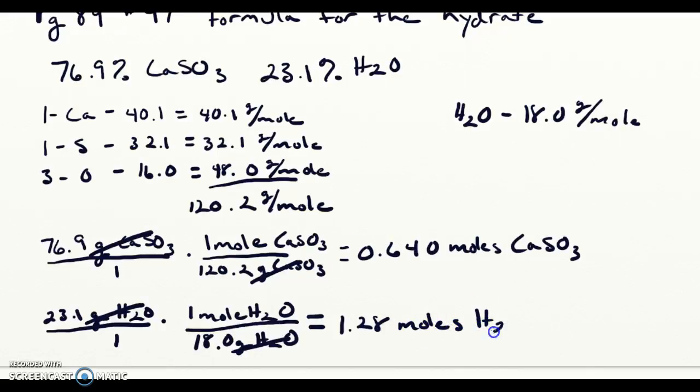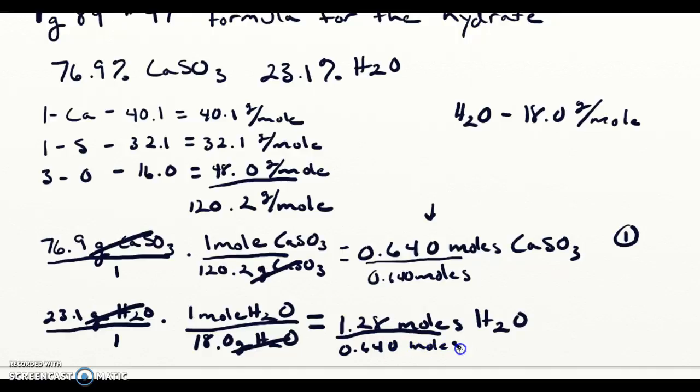Alright, so again you find the one that's smaller, and it happens to be calcium sulfite. So if I divide by 0.640 moles, this gives me a 1. I'm going to do the same here for water. So it would be 1.28 divided by 0.640 moles, and I get exactly 2.